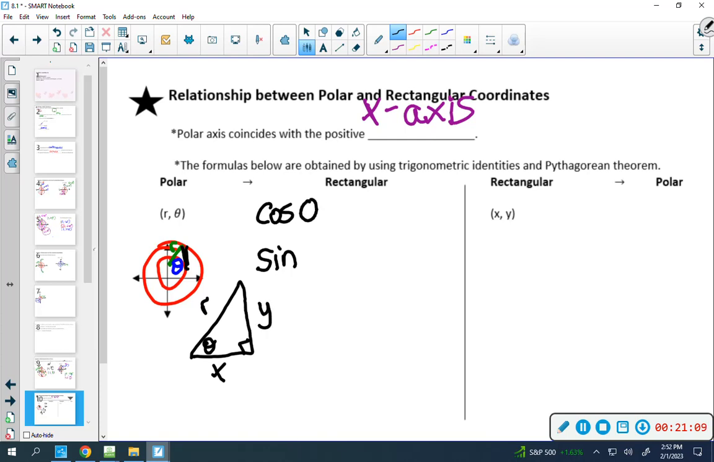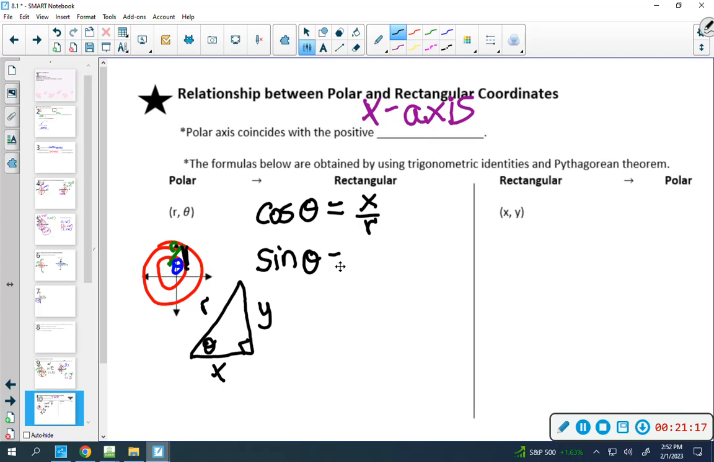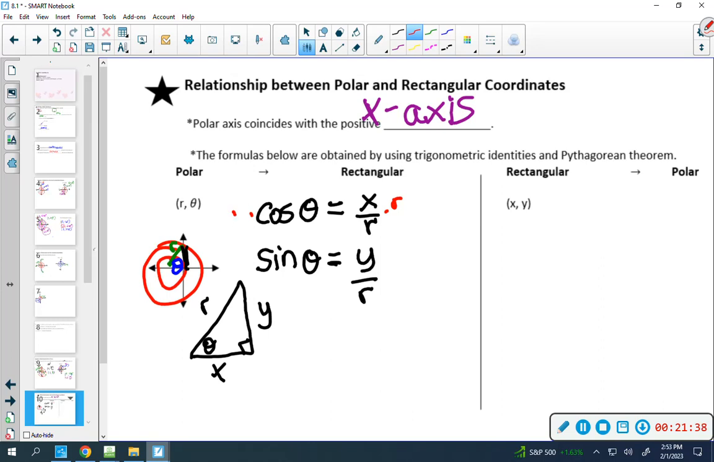So cosine is adjacent over hypotenuse, so x over r, and sine is opposite over hypotenuse. So there are our usual equations. Now we're just gonna manipulate those a little bit, because remember your rectangular coordinates are x comma y. So I can make these x comma y. I'm just gonna times by r to clear my fraction.